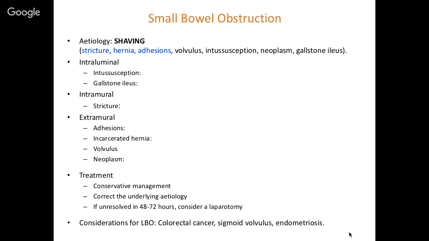So colorectal cancer is, I would say, the most common cause of large bowel obstruction. Sigmoid volvulus and also gynae causes as well. So endometriosis, which is essentially just where the endometrium, so the lining of the uterus, grows outside the uterus. So it can grow in sort of the fallopian tubes or the ovaries, and sometimes it can go into the bowel. So that's small bowel obstruction.